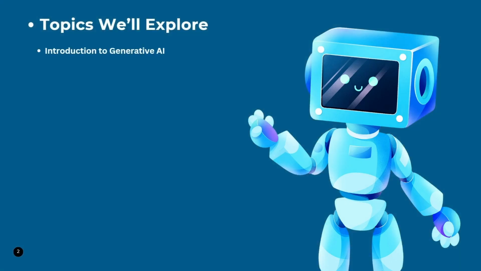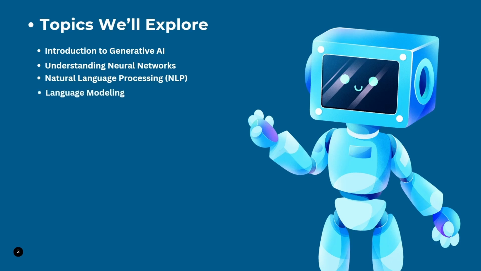First is going to be an introduction to generative AI, where I will explain what exactly generative AI is and what applications we can build with the help of generative AI. Next, we will have an understanding of neural networks, where we will understand what exactly a neural network is. Next, we will see what natural language processing is. Next, we will learn about language modeling, what exactly it is and how to use it.